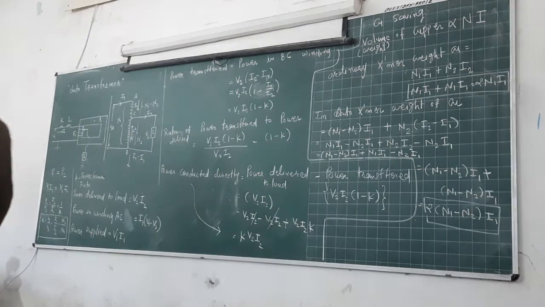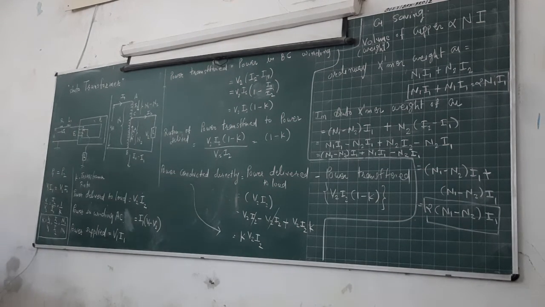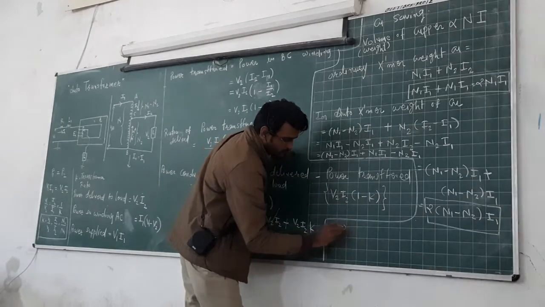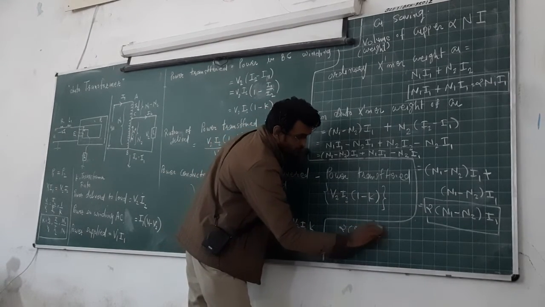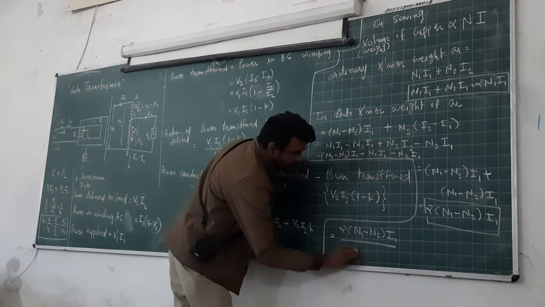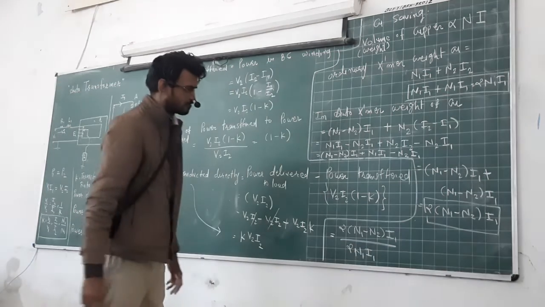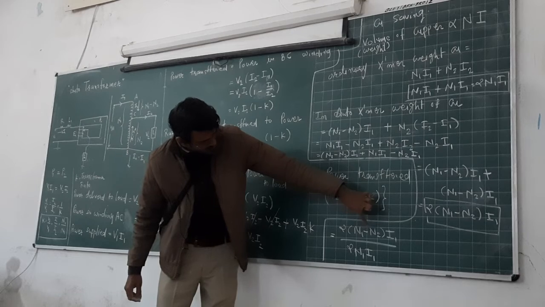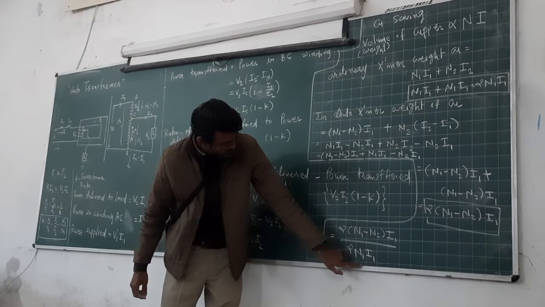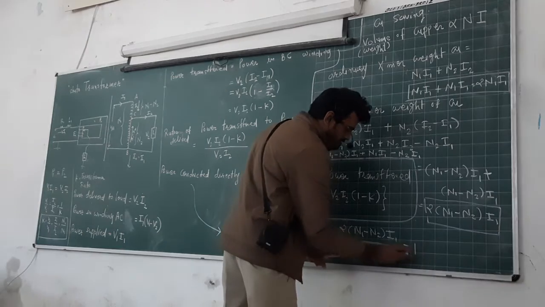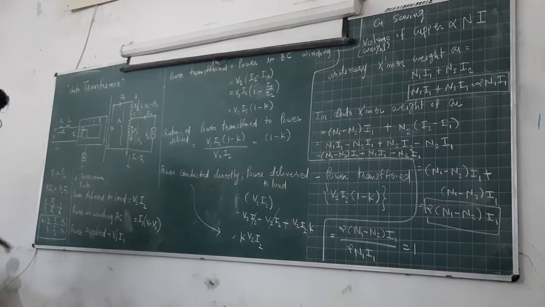And now you can take the ratio of these two things. I have space, so I will complete it now. See, ratio of auto transformer 2 (N1 minus N2) I1, and ordinary transformer 2 N1 I1. So what will happen? Here N1 I1 they get cancelled, N2 I1 gets cancelled, 2 cancels, so that will remain 1 minus N2 by N1, which is K. So that is K.